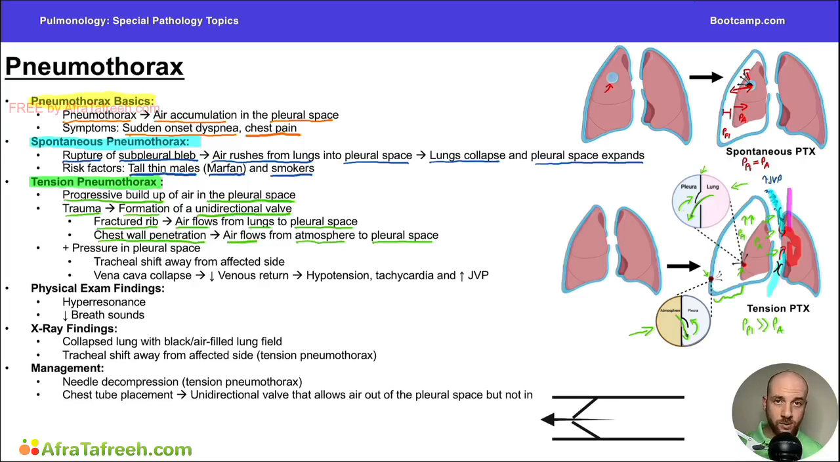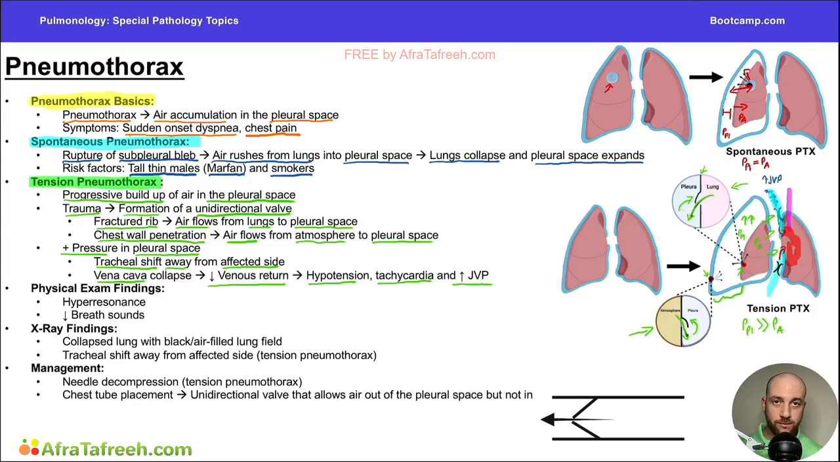So like we mentioned, the hallmark of a tension pneumothorax is that we're going to see the buildup of positive pressure in the pleural space. And this is really due to that unidirectional valve that has formed because of trauma. And like we mentioned, some associated findings that occur when you have the progressive buildup of positive pressure in the thorax are things like tracheal shift, and the trachea is going to shift away from the affected side. And furthermore, we can see the collapse of the superior and inferior vena cava, usually the superior vena cava, and this is going to result in a decrease of the venous return, which can result in things like hypotension, tachycardia, and increased jugular venous pressure.